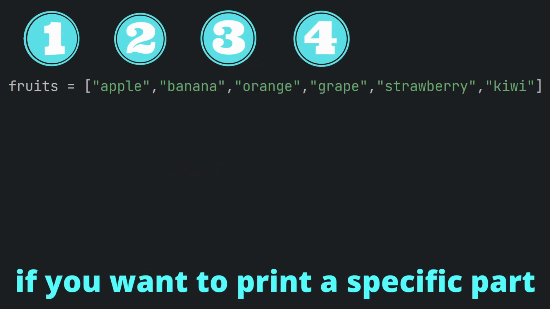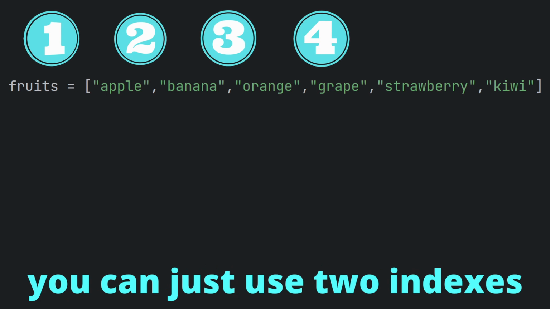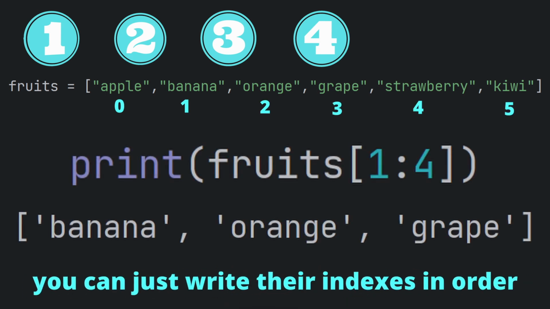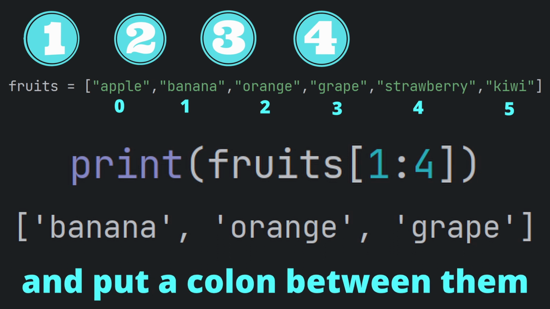In the fourth way, if you want to print a specific part of the list, you can just use 2 indexes to specify it. To get the list from banana to grape, you can just write their indexes in order and put a colon between them.